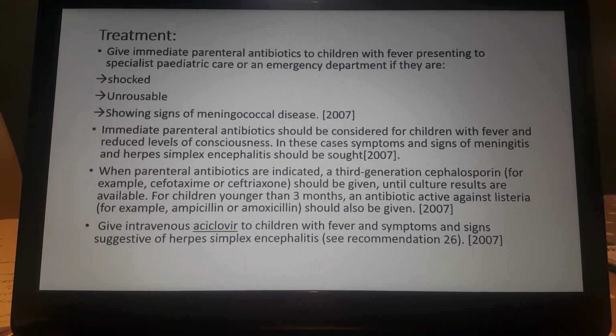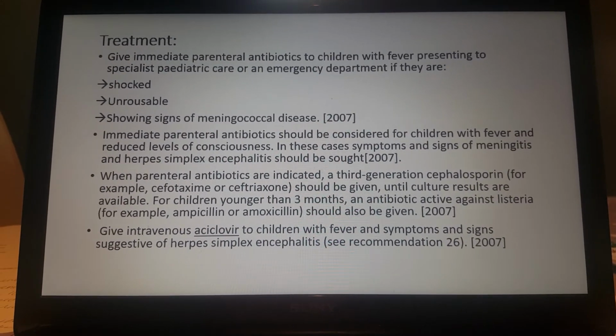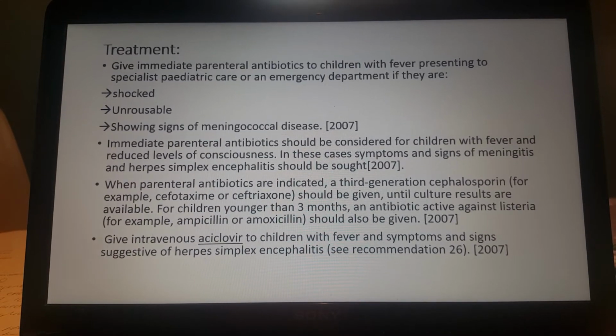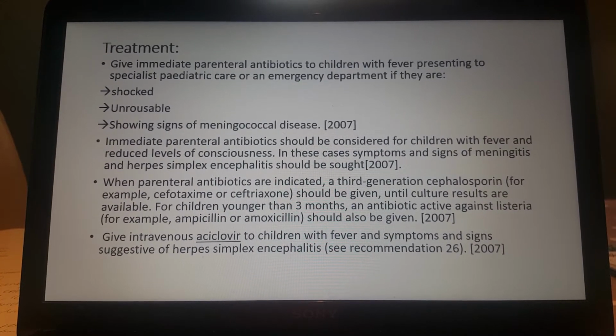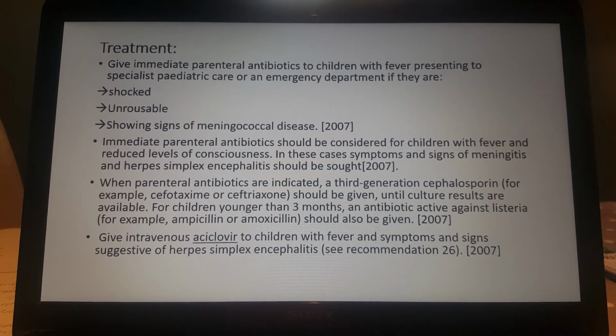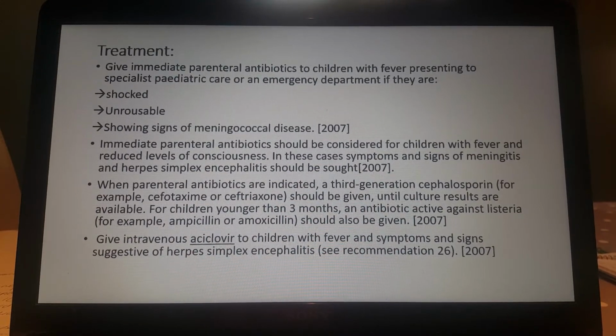If a child presents particularly unwell, shocked, unrousable, or showing signs of meningococcal disease, then they should have immediate parenteral antibiotics. We should also be considering them for those who present with fever and reduced levels of consciousness. We should be looking for evidence of meningitis and herpes simplex encephalitis, and giving IV aciclovir if that is suspected.